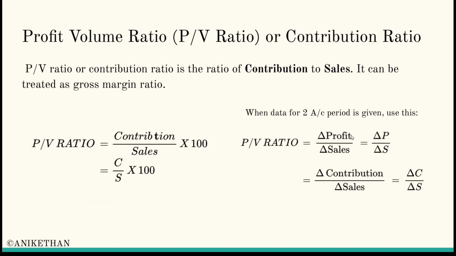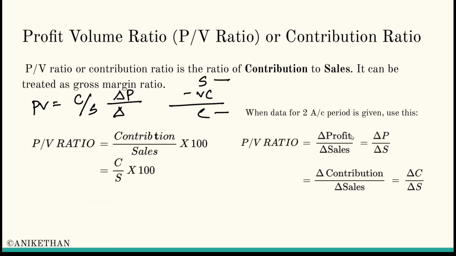Next important formula is PV ratio. We know sales minus variable cost is equal to contribution. So PV ratio is nothing but the ratio of contribution over sales. Sometimes the contribution data is not directly given, but the data of two periods is given. In such cases, you have to take change in profit over change in sales. So these two formulas are very important when it comes to PV ratio.